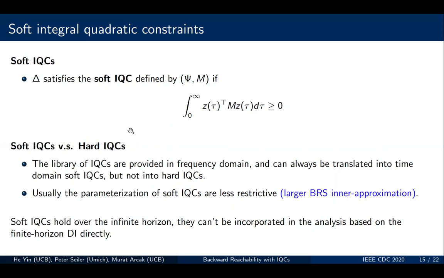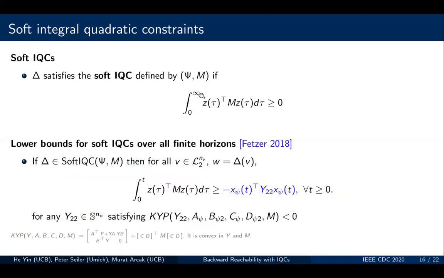Since soft IQCs hold only on the infinite time horizon, they cannot be incorporated in the analysis based on the finite horizon dissipation inequality directly. So here, we use a lower bound for soft IQCs. If delta satisfies a soft IQC, then the quadratic term has a lower bound that is valid over all finite horizons. This lower bound can be used in our finite horizon backward reachability analysis.